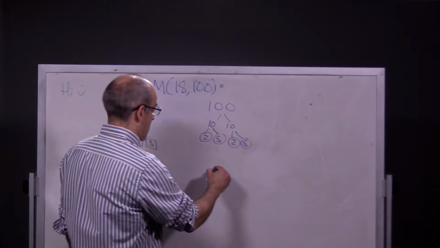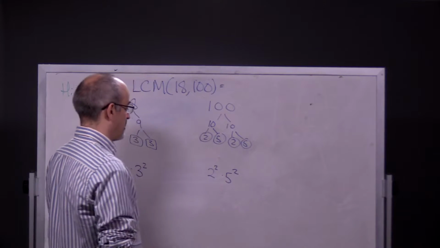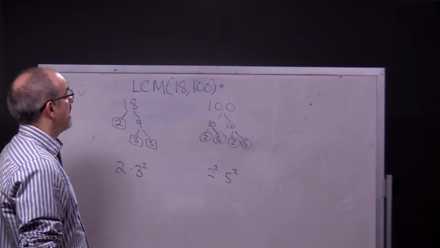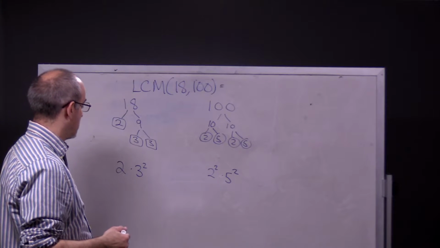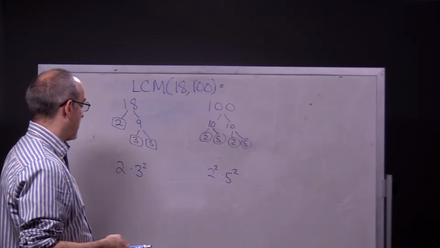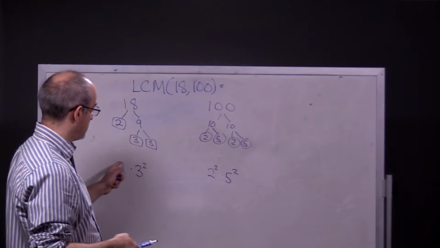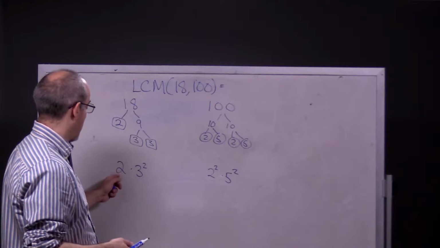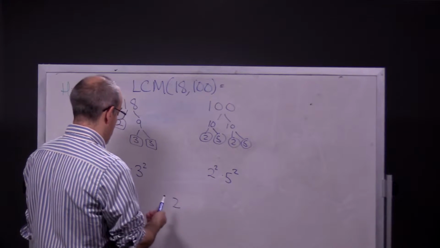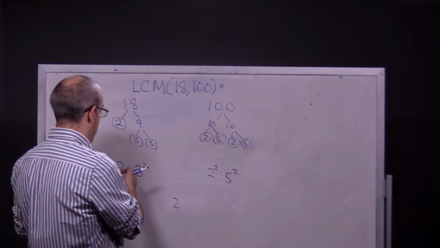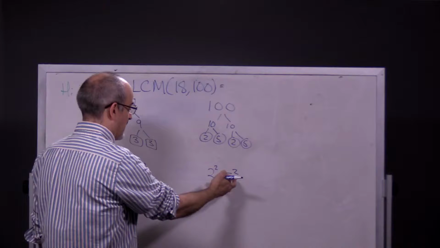So the prime factorization of 100 looks like this: 2 squared times 5 squared. Now, once you have the prime factorization, to find the least common multiple, you take numbers that are in either one. So we have a 2, 3, and 5. So you take 2. So it doesn't just have to be in one of them. Like, if you notice, 3 is only in this one, 5 is only in this one.